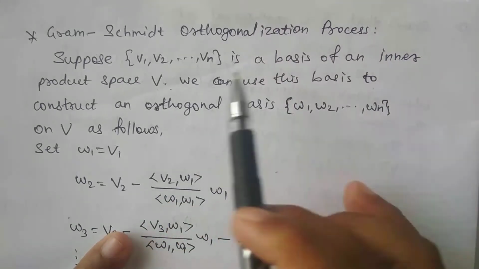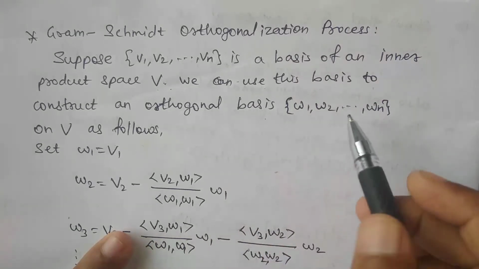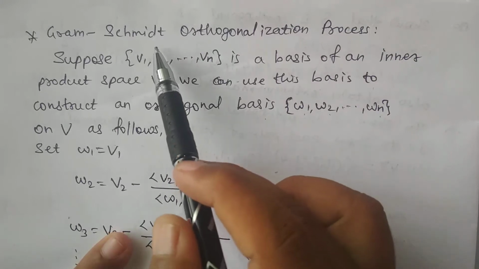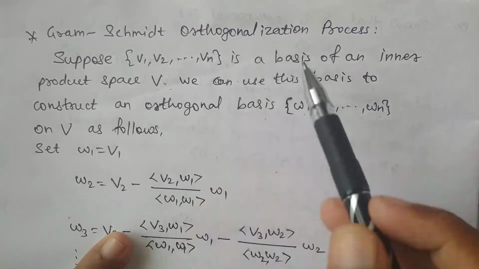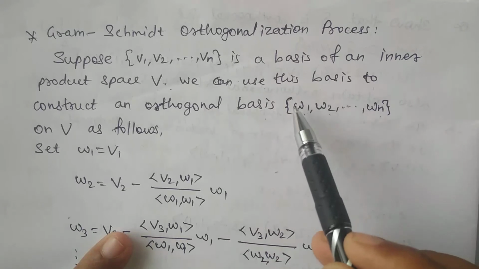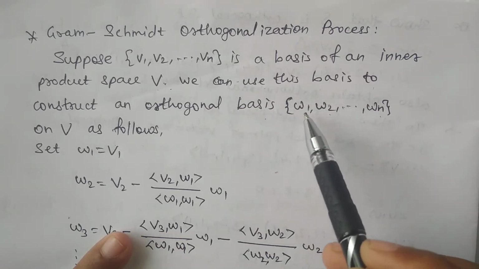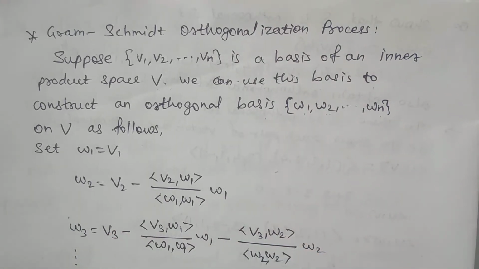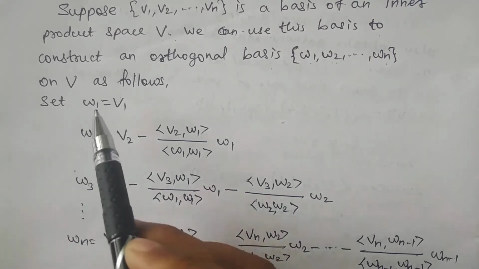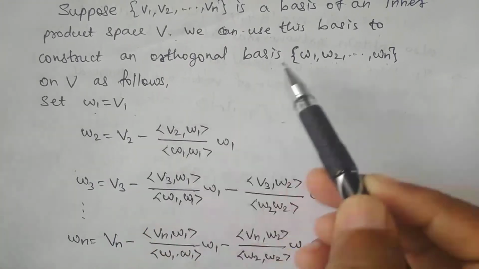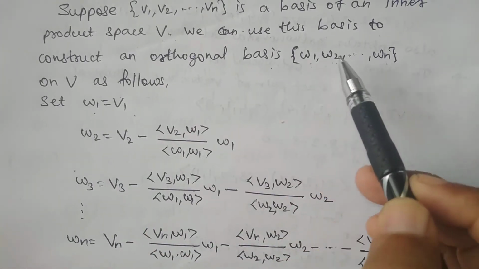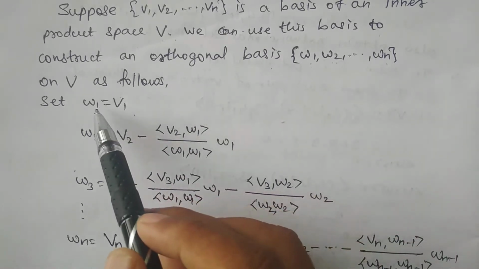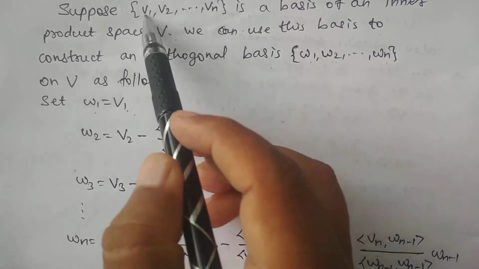We can use this basis to construct an orthogonal basis, a set w1, w2, ..., wn, on V as follows. So what is this procedure? You have to calculate the orthogonal basis, that means you have to calculate w1, w2, ..., wn. First we set w1 equal to v1.